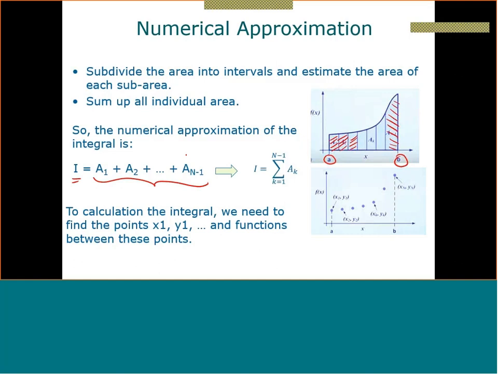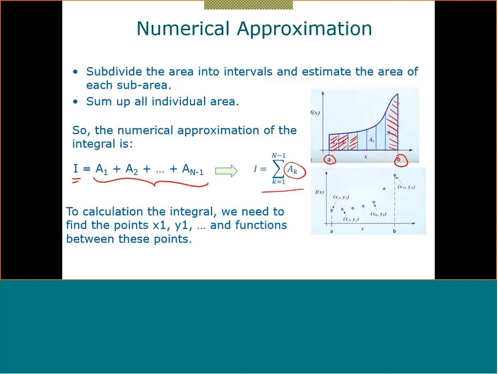Or you can put it in a simpler or smaller format. I is the summation from K equal to 1 to N minus 1 of AK, and A is the area, so A1 plus A2, etc. Okay, so this is extremely important.